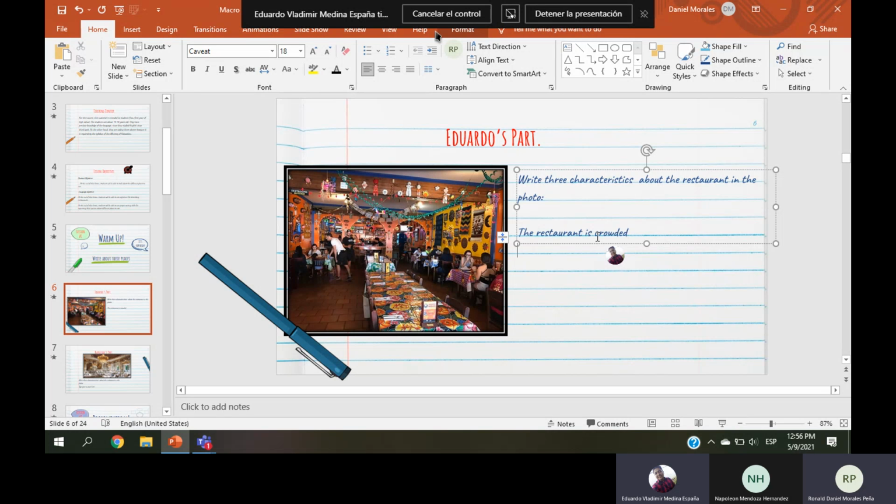Okay, what else can you get from this picture? Since it's crowded and there is a lot of food, I think that is cheap. You have a grammatical error there. Okay, we correct it right away. The food is cheap.